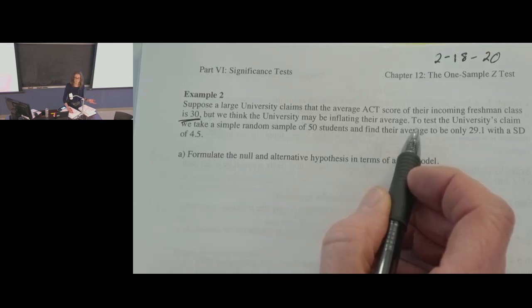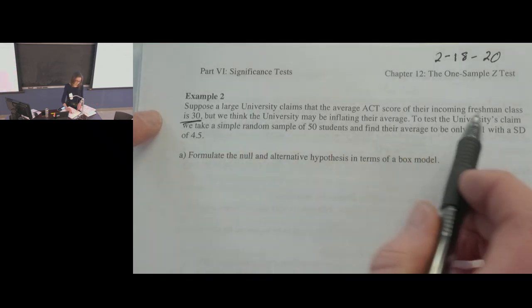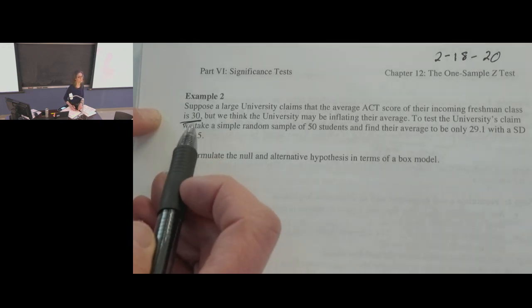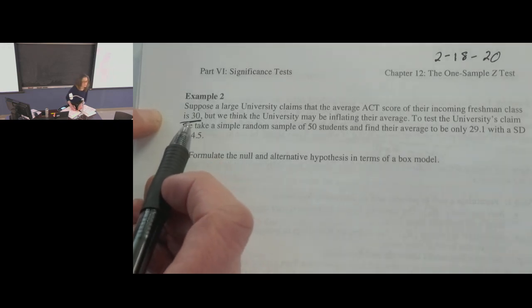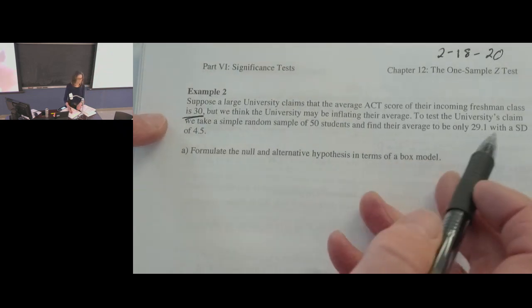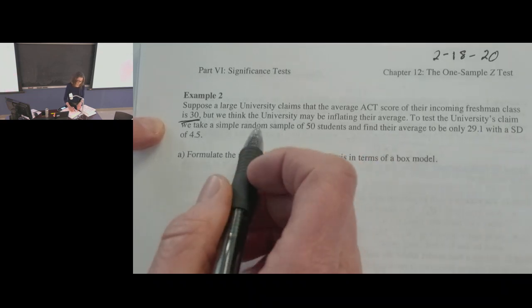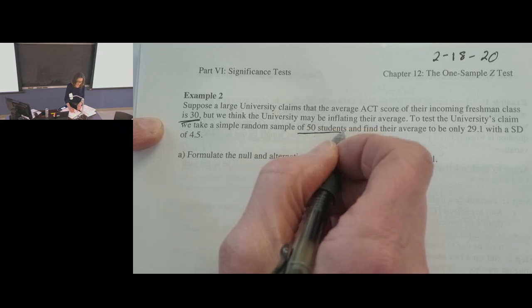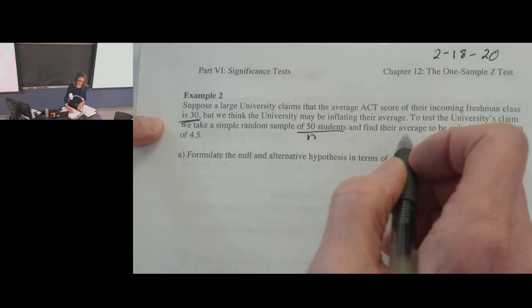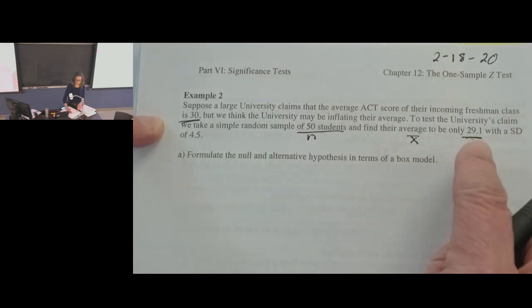So to test their claim, what do we do? If we could get the ACT scores of the entire population, we could see whether that claim's true or not, and we wouldn't have to do a significance test. But generally speaking, you can't do that. In this case, it would be too expensive. We don't have all that information. So let's say we take a simple random sample of 50 students. That's our sample size. And we find that our sample average, X bar, is 29.1.